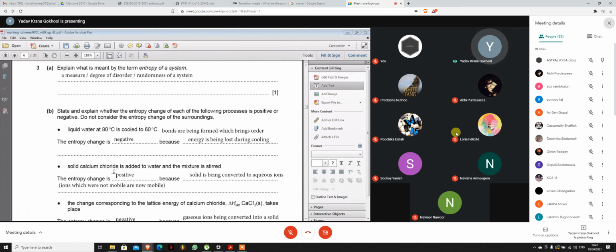Solid calcium chloride has strong ionic bonds, but when it becomes aqueous, the strong ionic bonds are broken, and the aqueous solutions are mobile. We are breaking bonds. We go from a solid that is very compact to mobile ions, capable of moving in any direction.